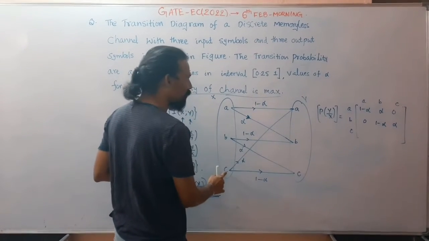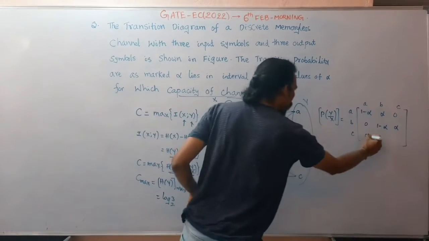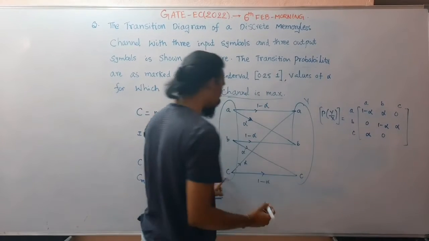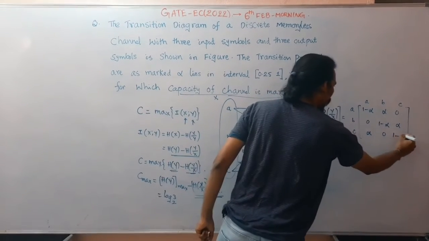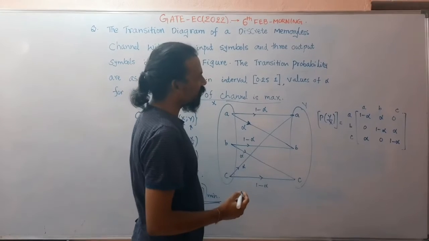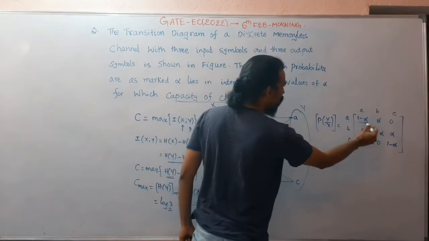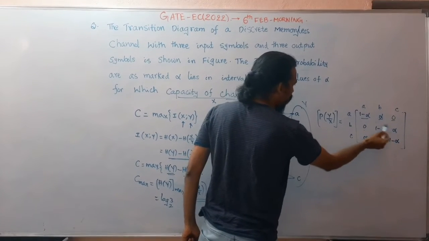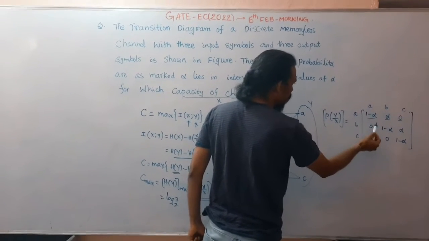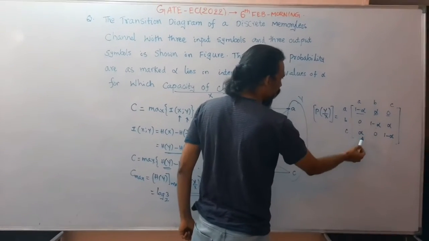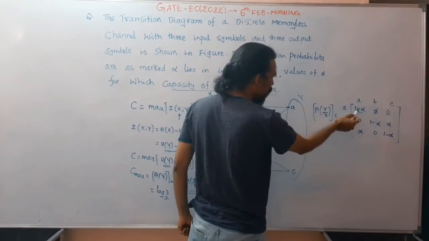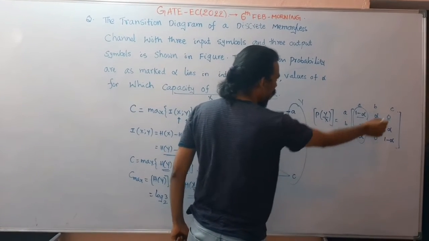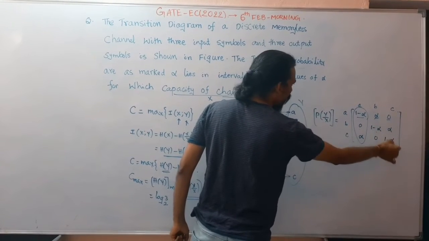Next, the transition from C to A is alpha, C to B there is no transition so it is 0, and C to C is 1 minus alpha. Now if you observe the channel matrix, the elements are 1 minus alpha, alpha and 0. Every row has the same elements: 1 minus alpha, alpha, 0; 0, 1 minus alpha, alpha; alpha, 0, 1 minus alpha. The same holds column-wise.